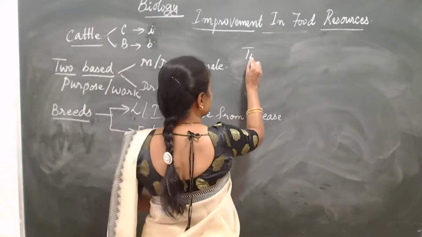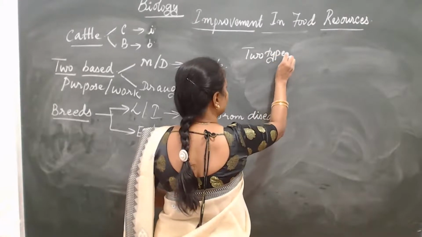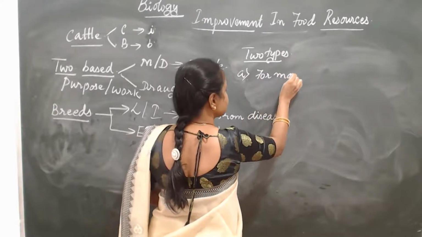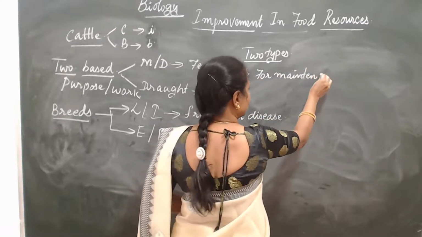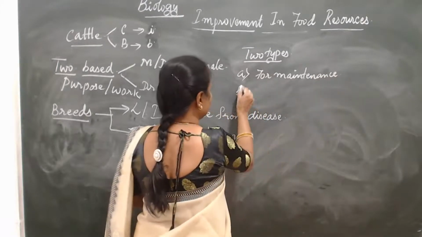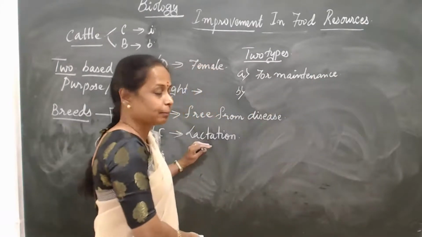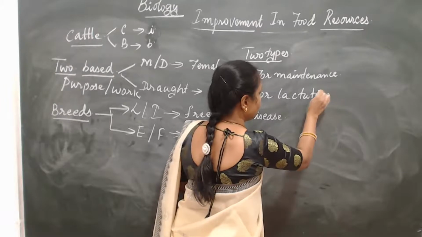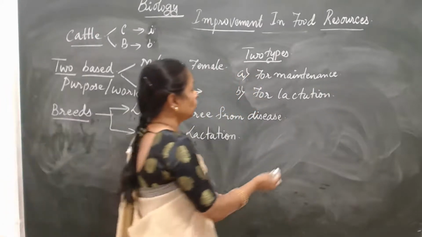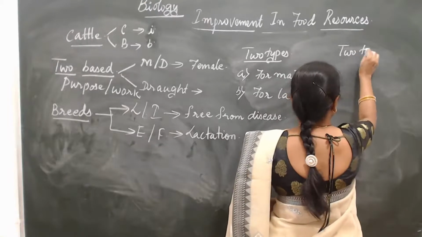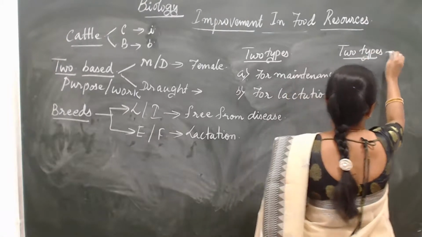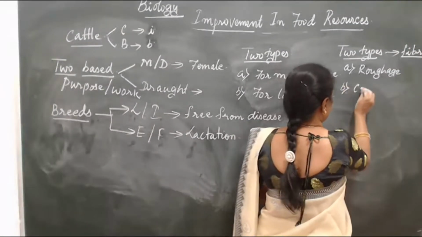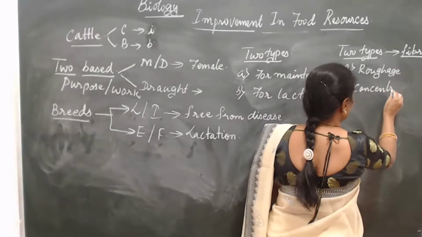Then you have the two types of food that should be given. First is given for supporting their life, known as food for maintenance, the normal type of food. Secondly, if the cattle are pregnant or in the lactation period, food for lactation. This is also again two in number. Then two types of food based on what they are going to provide: this one is called concentrates, or roughage.